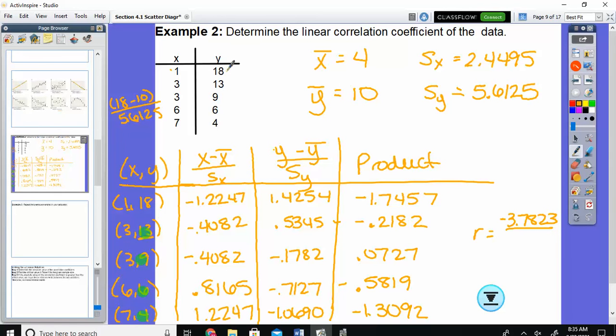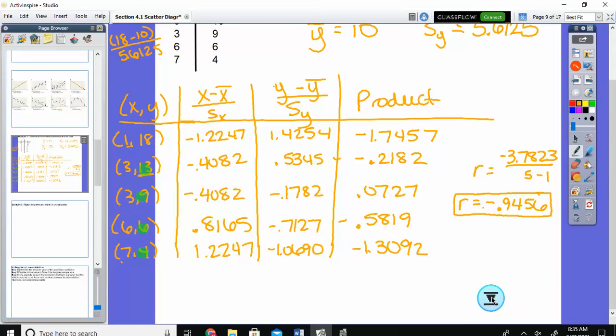What's my n? N is the number of points. We count each x, y word pair as 1 point. So we have 5, so divide by 5 minus 1. So we get an R of negative 0.9456. It is important on these that you are keeping decimal places. If you just round everything to 1 decimal place, you are going to have a significantly different R value. So we need to try to keep those 4 decimals as we go through that.